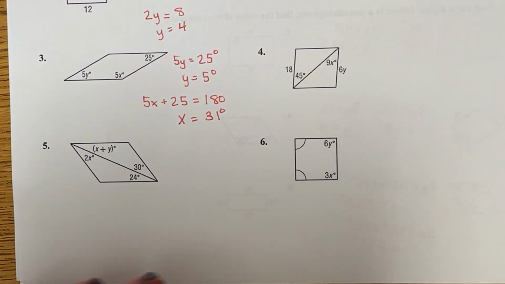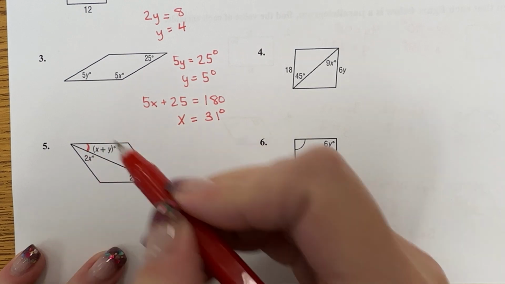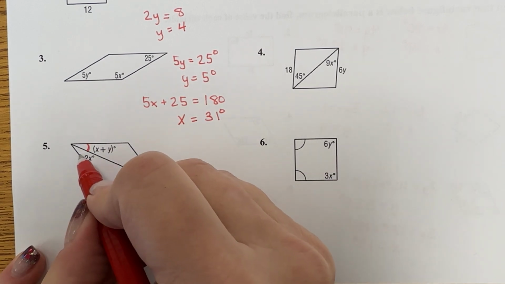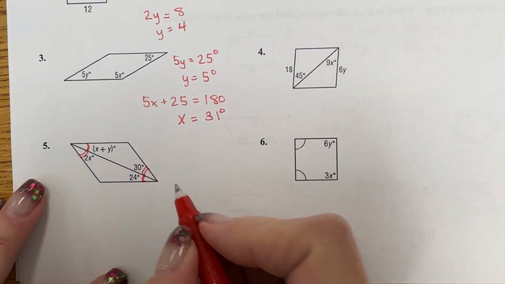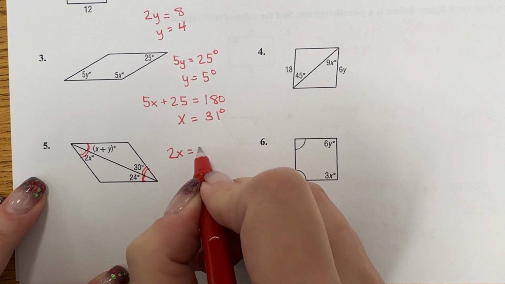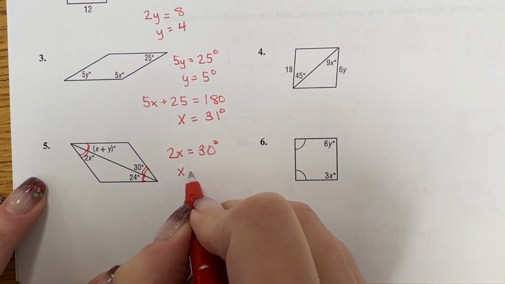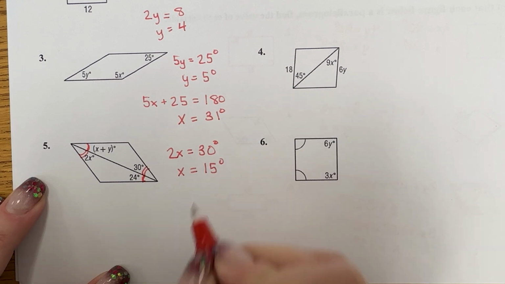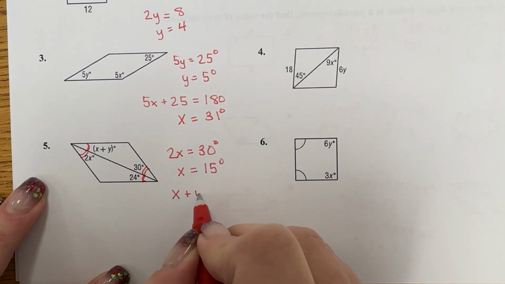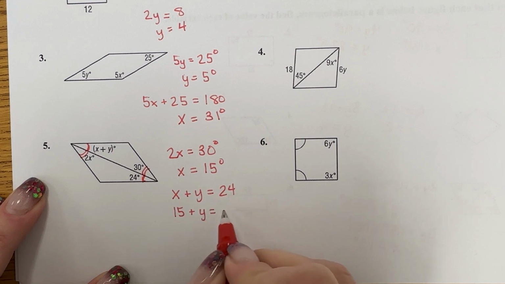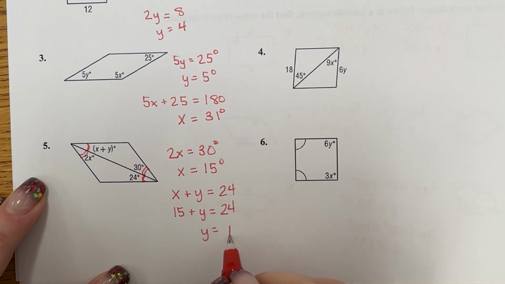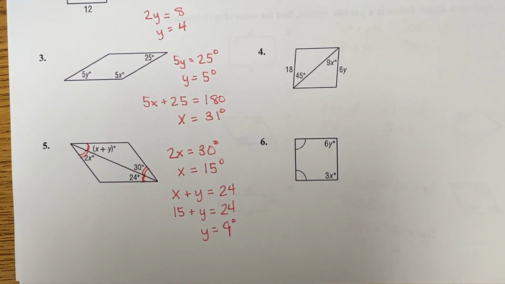Okay, last one we're going to do together. You remember, this is a parallelogram, so you got those nice vertical angles. I'm marking what's congruent, so that means I can say that 2x equals 30 degrees. So x has to be equal to 15. I can also say that x plus y equals 24. Oh no, that's two variables, but I know what x is. So I'm just going to do a little algebra here. 5, 4, 9 degrees. And that's kind of how you work these problems.